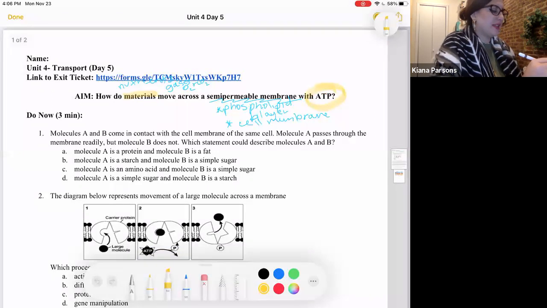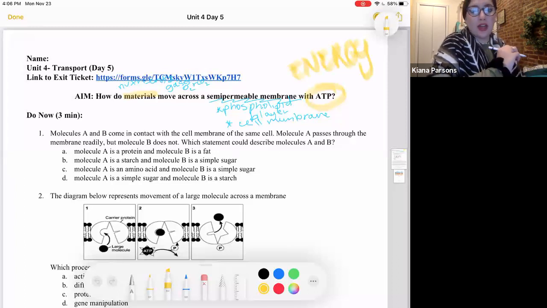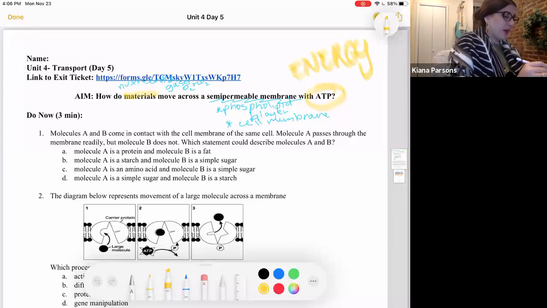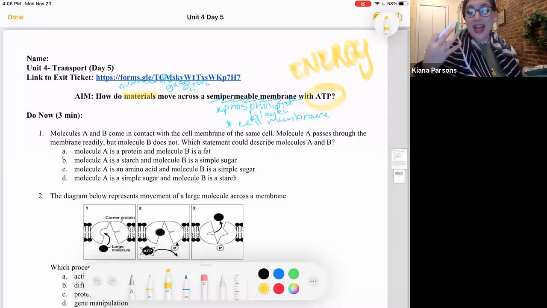ATP is energy. And I'm doing this word up here big because that's what we're talking about today. We are talking about transport that requires energy. So this is the contrast of diffusion. Diffusion easily happens naturally. It's the natural state of being of molecules. They are moving from an area of high concentration to an area of lower concentration. That is just what they do.